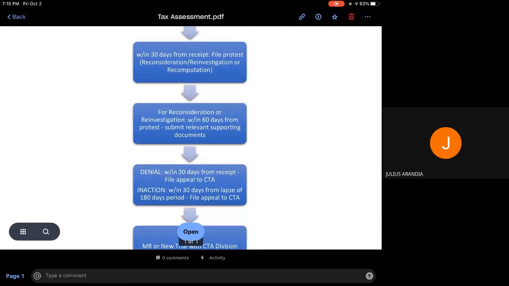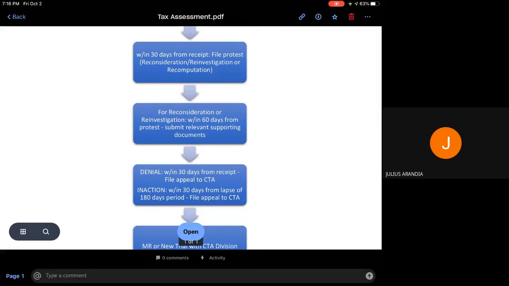Okay. So, after filing this protest together with the supporting documents, the CIR may deny or not act on the protest. If the CIR denies the protest, the taxpayer may, within 30 days from the receipt of the denial, file an appeal to the Court of Tax Appeals. But for inaction on the part of the CIR, after the lapse of the 180 days period of inaction, then within 30 days from such lapse of 180 days, the taxpayer can file an appeal to the Court of Tax Appeals. So this is important.